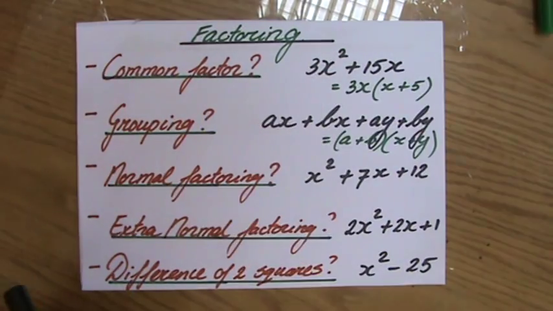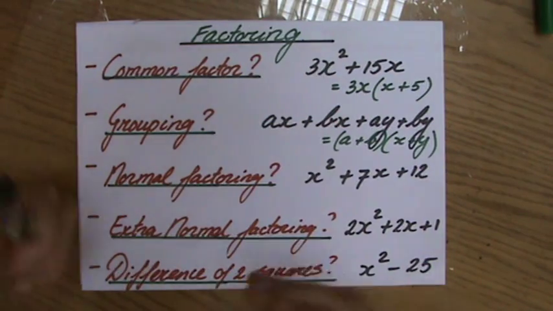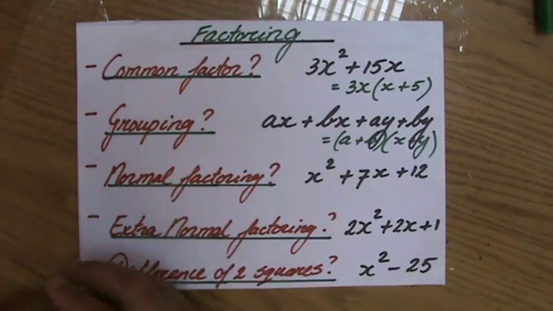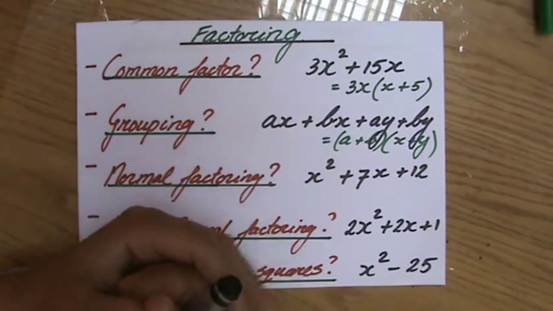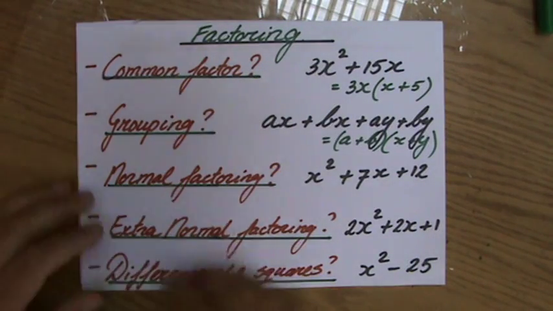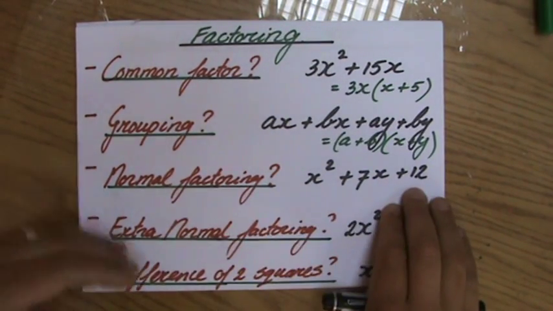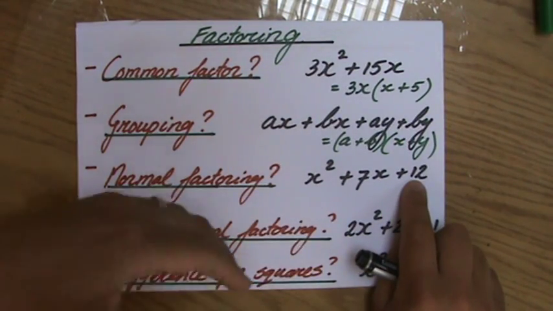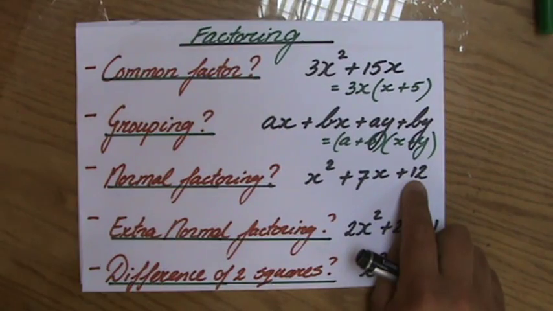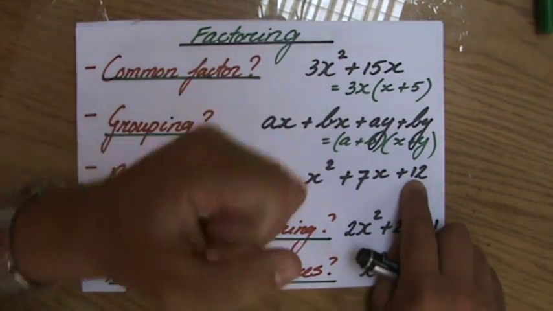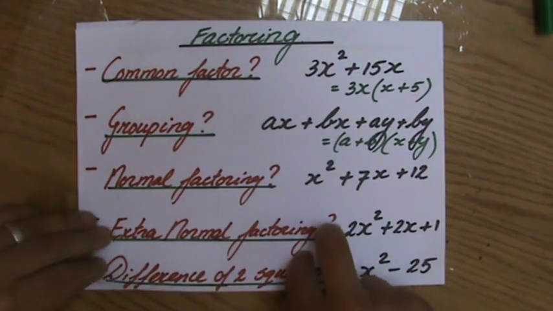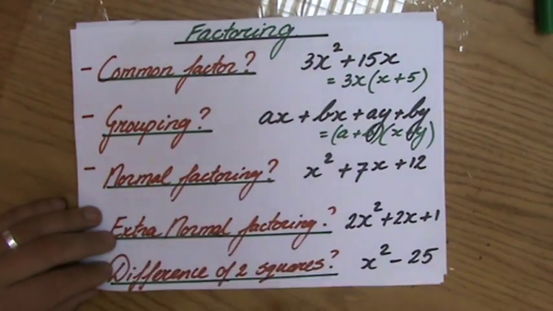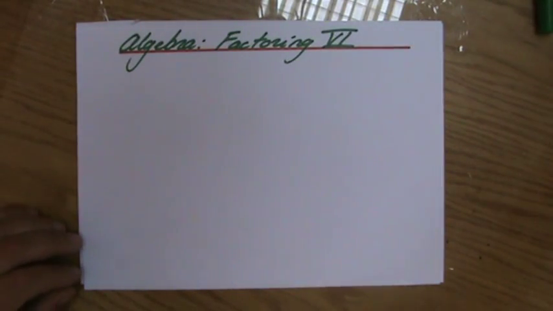I call it normal factoring, which is not an official term. But why do I call it normal factoring? Because it is the one that occurs most frequently. It has the format of, for instance, x squared plus 7x plus 12. We will solve this one together at the end of this video, and you will notice that it is fun to do this one. So, normal factoring, let's go.